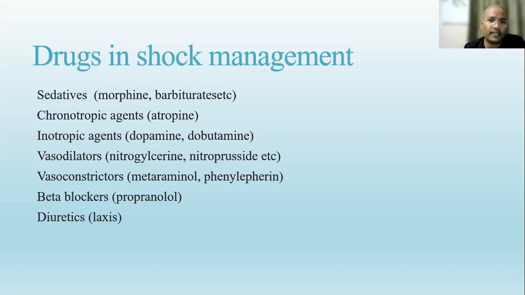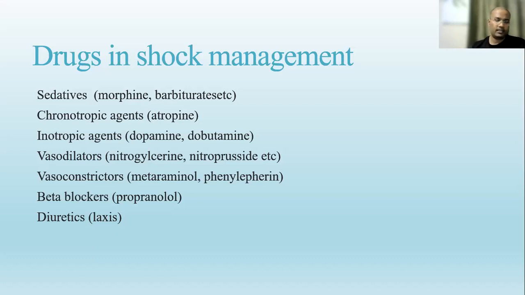Then chronotropic agents should be used in cardiogenic shock, when cardiac suppression is there, bradycardia is there, and heart rate is very low. In that case, atropine may be given. Inotropic agents are also given in cardiogenic shock to increase and control the heart rate.